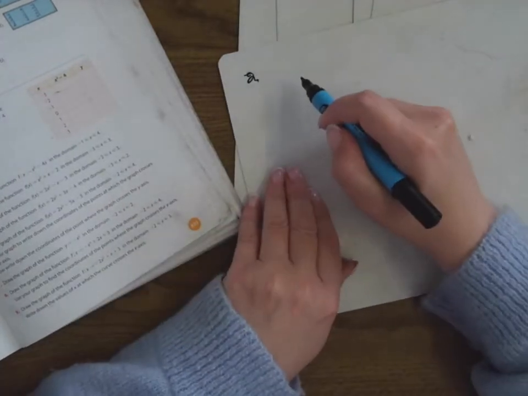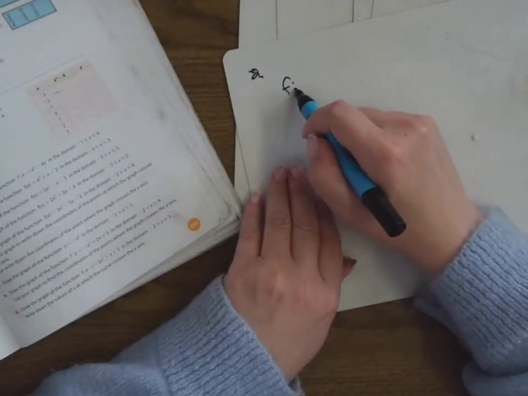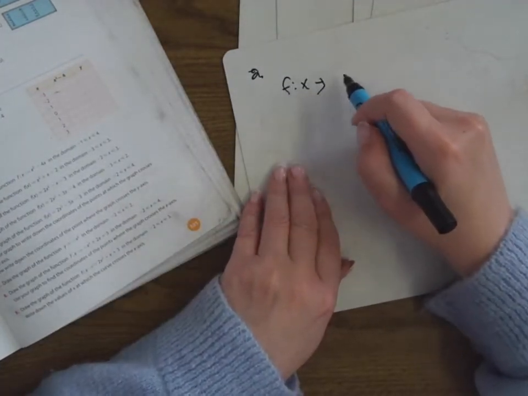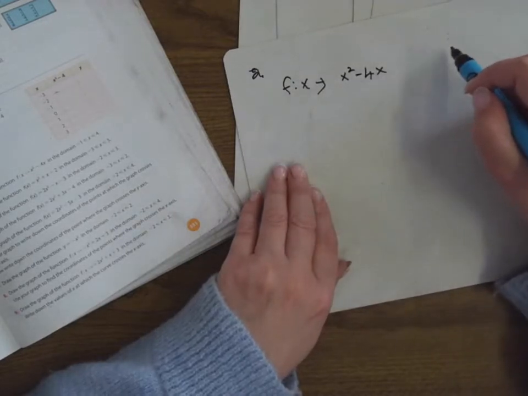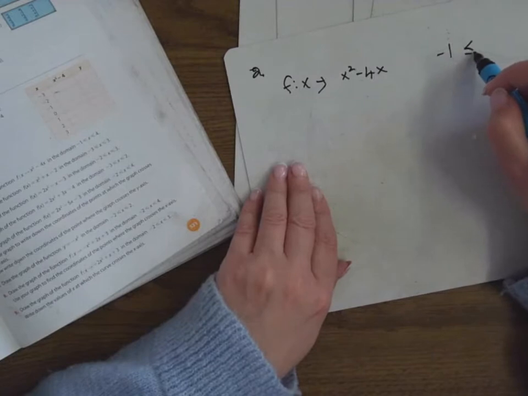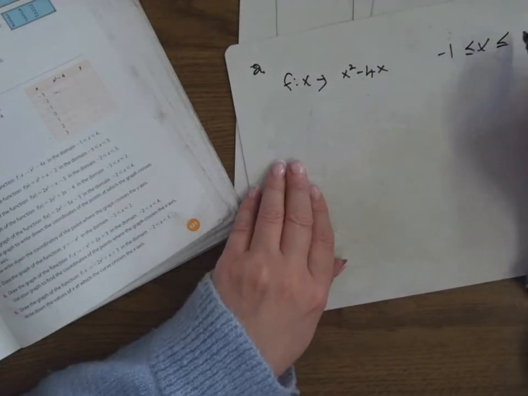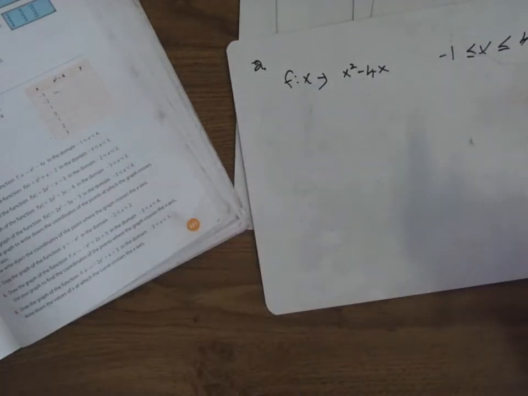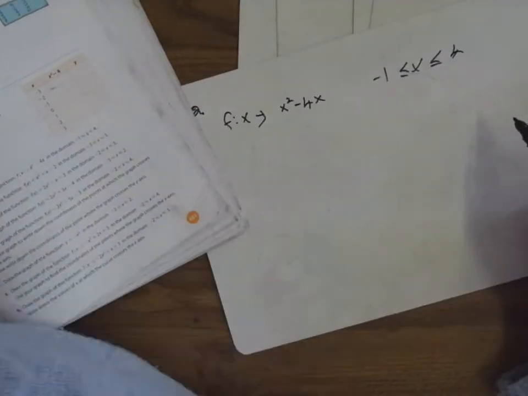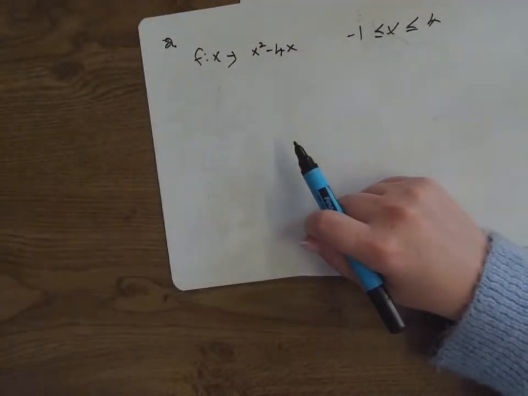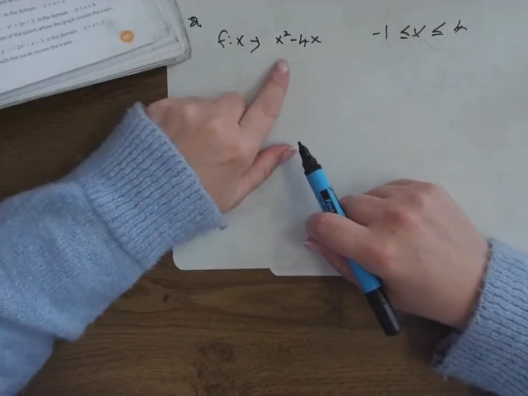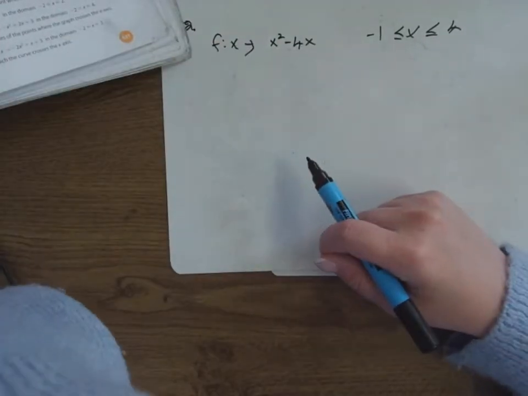Right, okay, so f of x is x squared minus 4x, and in the domain minus 1 is less than or equal to x is less than or equal to 4. Okay, so there's my information that I need from the question. Before I start, shape. What shape is this going to be? Is it going to be a line or a curve? It's going to be a curve.